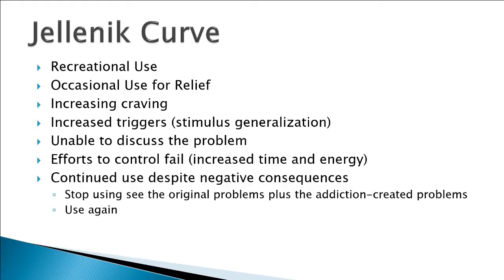With the Jellinek Curve, we want to focus on the fact that generally any addiction is going to start with some sort of incidental exposure, recreational use. And let's use gambling as an example here. Recreational gambling, betting on football games, having fantasy football, going to poker nights. A lot of people do those things. Are they addicts? No.